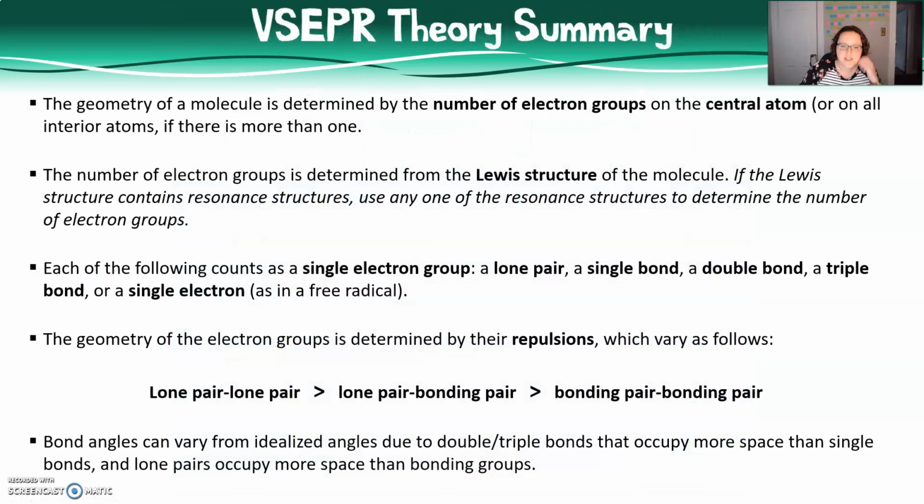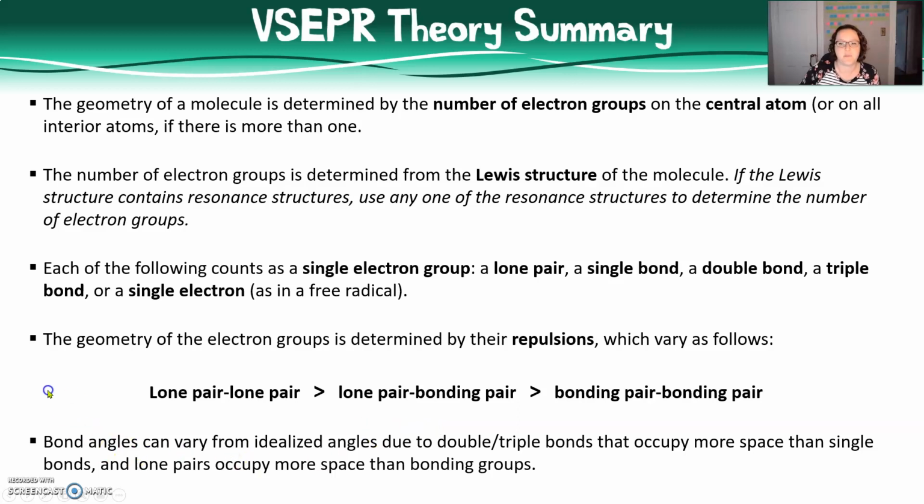In summary, the 3D shape of molecules is determined by counting electron groups around central atoms in the Lewis structure, so it is crucial to start with the correct Lewis structure. Lone pairs count as 1 electron group, and any type of bond, a single, double, or triple bond, all count as only 1 electron group each. Repulsions between these electron groups dictate the geometry, and repulsions are greatest between 2 lone pairs and weakest between 2 bonding pairs. Repulsion also increases with the types of bonds, being greater for double and triple bonds.